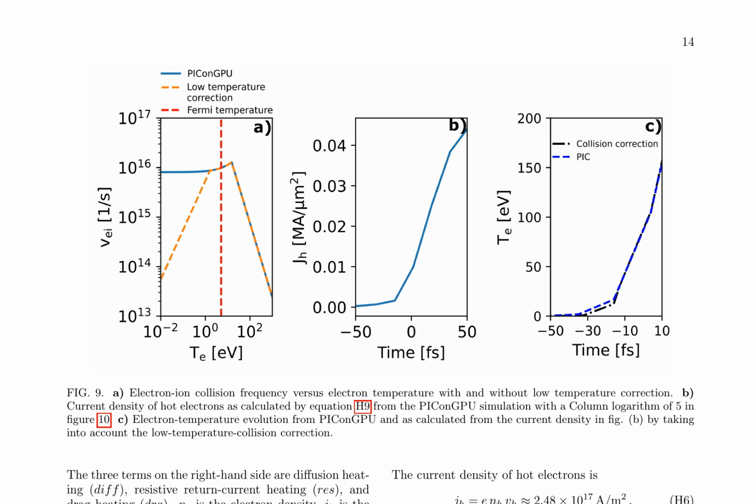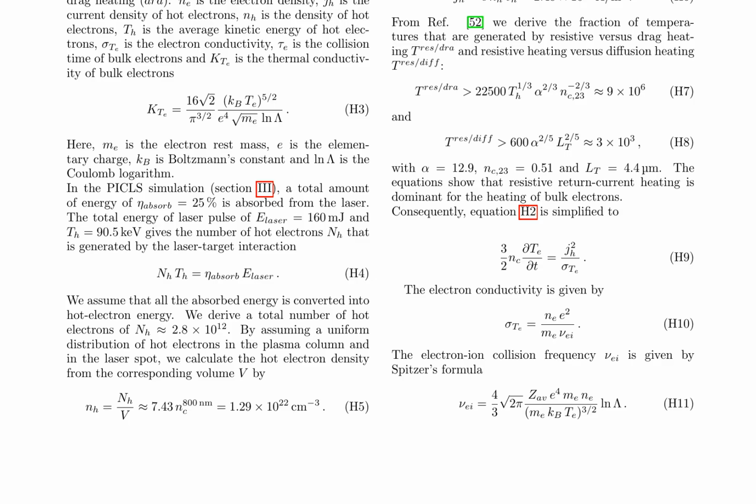The current density of hot electrons is then derived as 2.48 × 10^17 A per square meter. From the equations provided, resistive return current heating is dominant for the heating of bulk electrons. Consequently, the equation for the temperature evolution is simplified to include only resistive heating. The electron conductivity is given by the formula σ = n_e² e² / (m_e ν_ei), where ν_ei is the electron-ion collision frequency, calculated using Spitzer's formula.